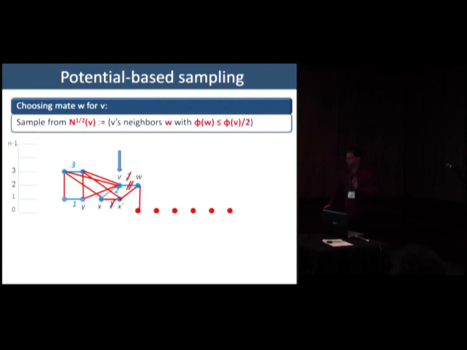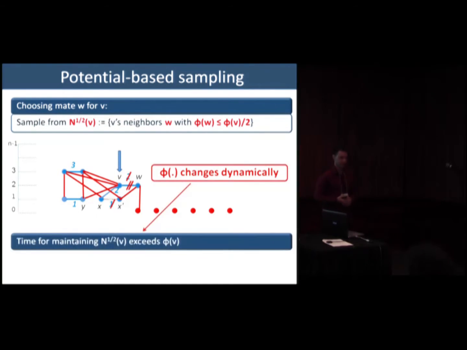And to your question, if I don't have any vertex here, then I also don't have any free neighbor. And we can use that. So in particular, let's see what happened. Vertex 6 had a potential value of 1. Now it's going to increase to value 2. And what I want to emphasize is that these values change dynamically. And the challenge is to maintain this set N_1/2 of V dynamically. But actually, we don't know how to do that. It will take time that is much larger than the time that we can afford to spend.